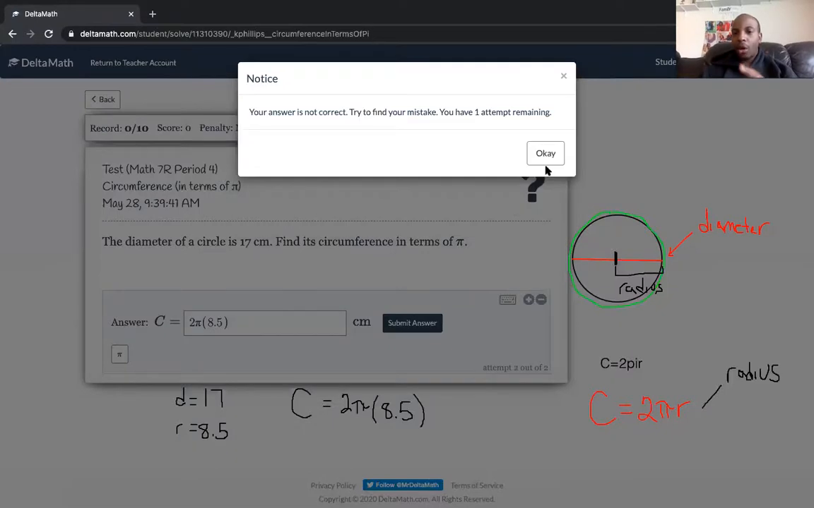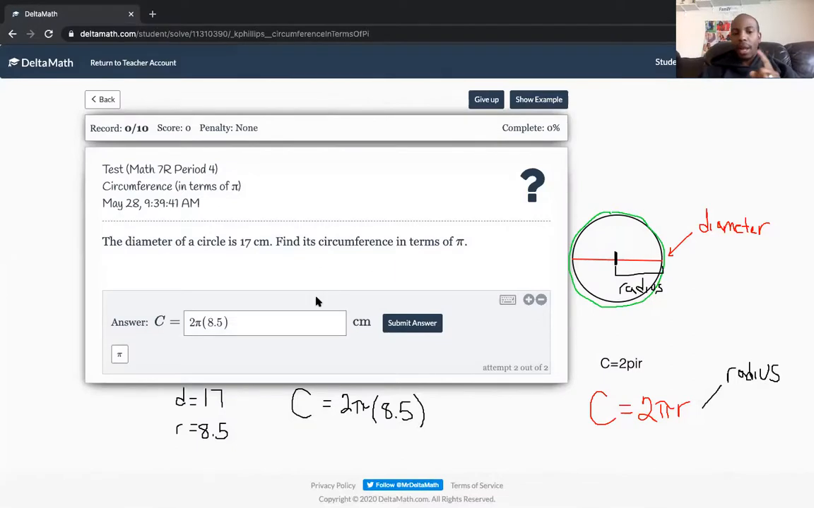Let's see. Okay, good. They want us to fully simplify. That's why they're not going to give me the right answer here. All right, now, what does that mean? That means that this is all multiplication, 2 times pi times 8.5. Multiplication is a part of the commutative property, which means that I can rewrite this. Instead of it being 2 times pi times 8.5, I can make it 2 times 8.5 times pi, right? I can move the 8.5 by the 2 first, and then multiply pi last.